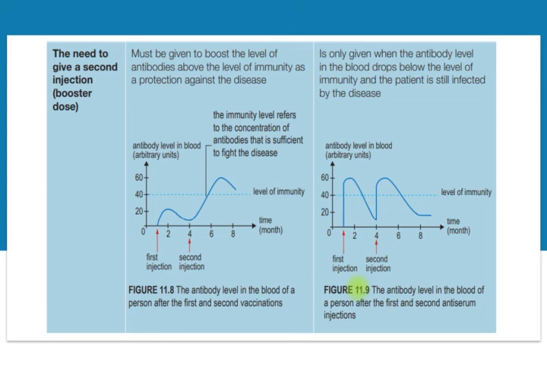I hope you can remember the two types of immunity. What are they? They are active immunity and passive immunity. The active immunity can be divided into natural active immunity and artificial active immunity, whereas the passive immunity can also be divided into natural passive immunity and artificial passive immunity.